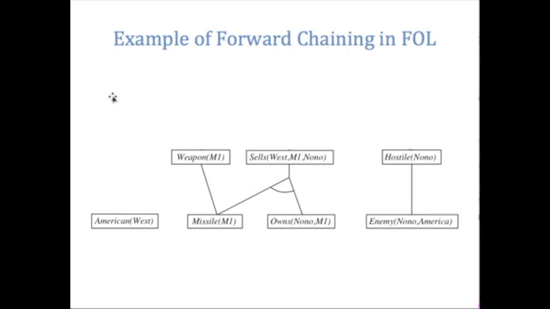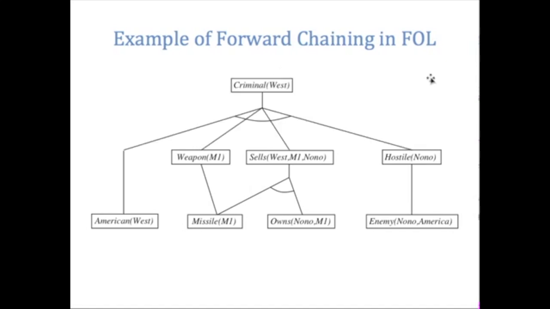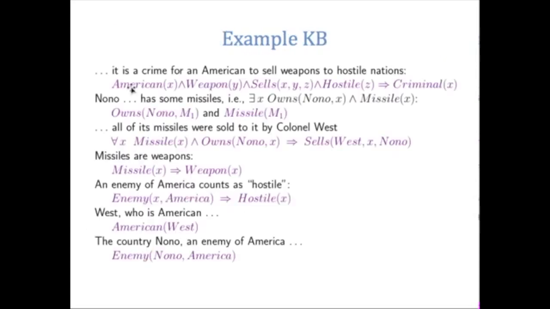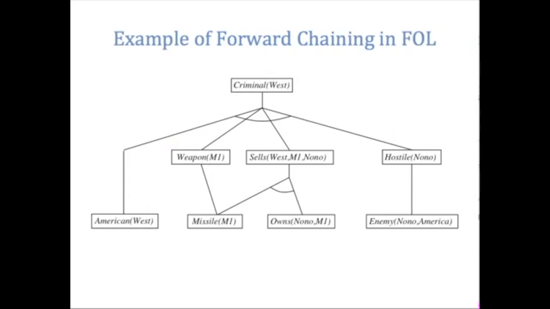We'll apply the implications that have these as the conditions and see what we can conclude from that. The one we have left basically takes American West and the others and concludes that West is a criminal. Let's take a look at that. If you're an American, and Y is a weapon, and X sells Y to Z, and Z is hostile, that all implies criminal X, and that's exactly what we have.